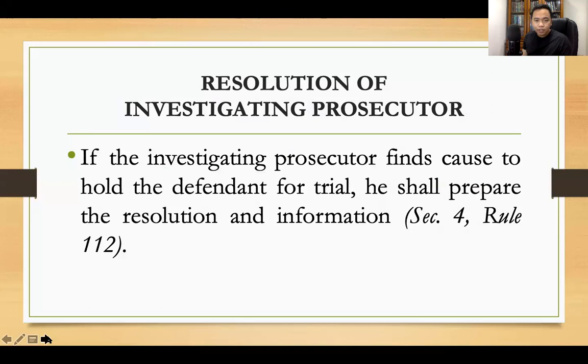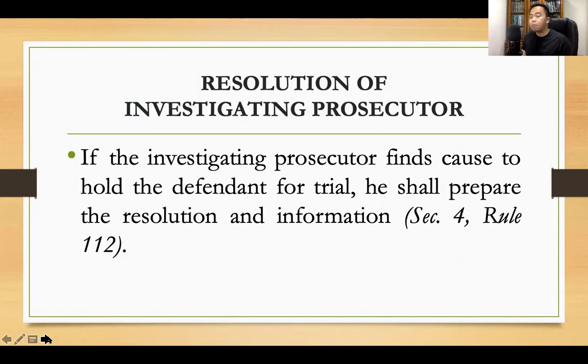Now, let us go to the resolution of the investigating prosecutor. If the investigating prosecutor finds cause to hold the defendant for trial, he shall prepare the resolution and information. So, class, this is the output in a preliminary investigation.